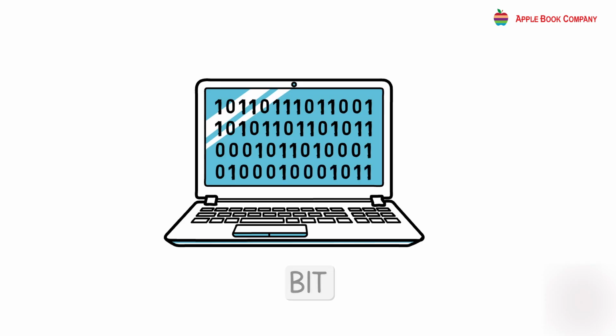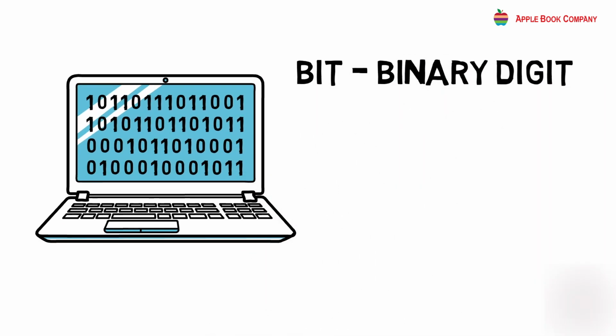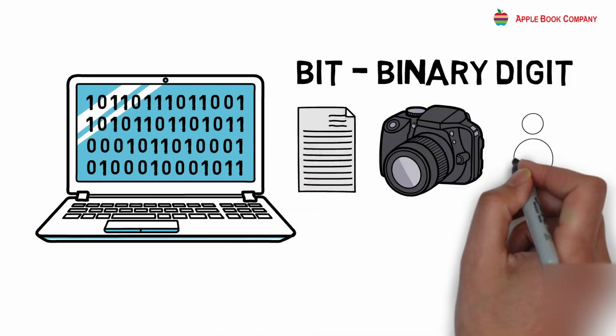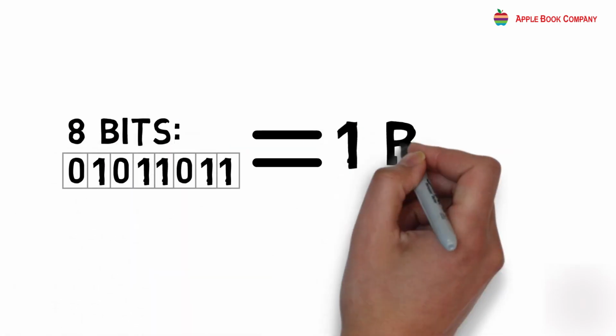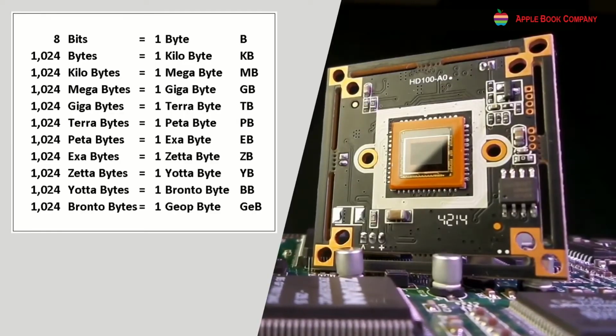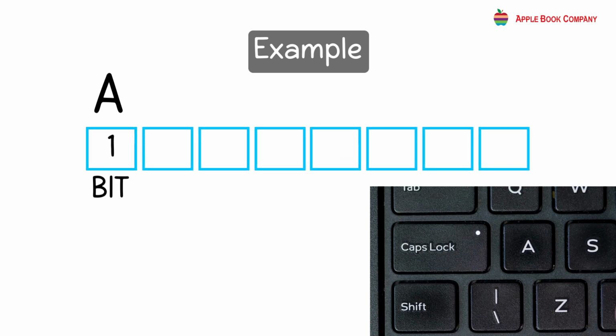Bit. Bit is the smallest unit of memory in a computer. A bit can have only two possible values, 0 or 1. Computers use many bits to store larger information. Byte. A group of 8 bits makes up a byte. A byte is a basic unit used to measure data. For example, a single letter on the keyboard, like A, is stored as 1 byte of data.